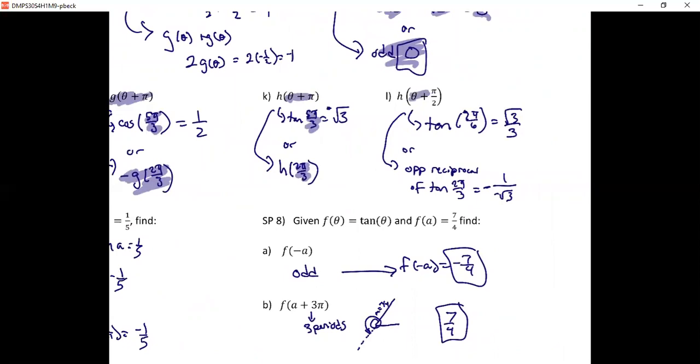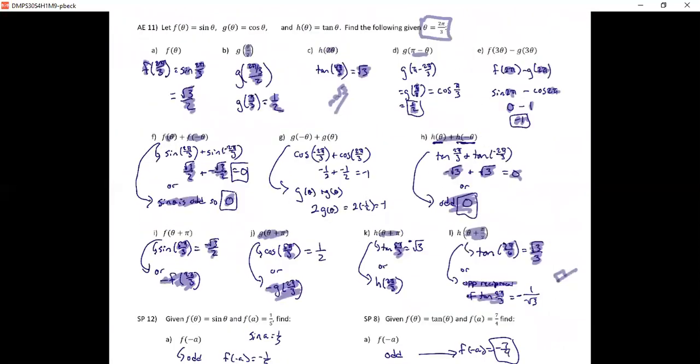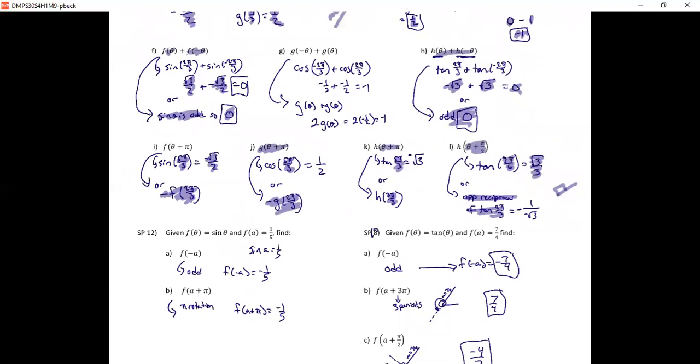For h is tangent by adding pi over 2. This is one that we can do numerically, or if you remember, the opposite reciprocal, because this is a 90-degree rotation. So whatever that angle is, it ends up being a 90-degree rotation off of it. And then, oops, that should not be number 13, that one should be 12, but this one should be 13.